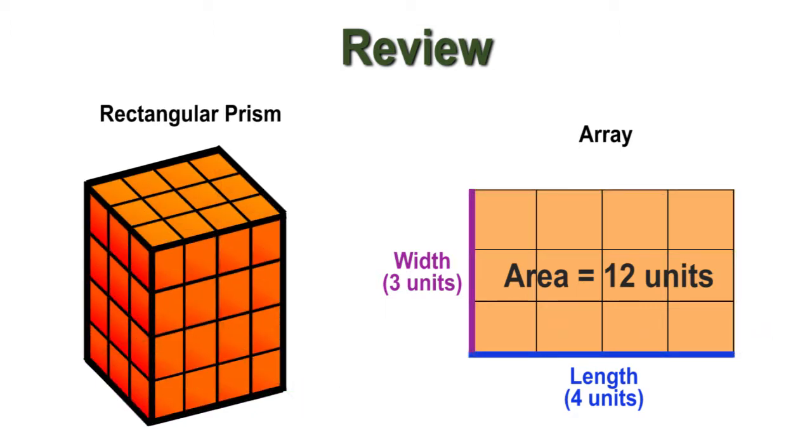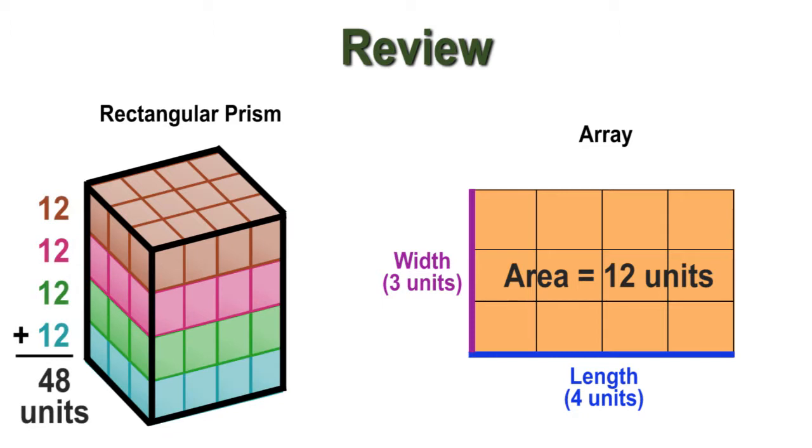A situational equation can be written to represent the volume of this prism by using repeated addition. 12 is added together 4 times to represent each layer of the rectangular prism.